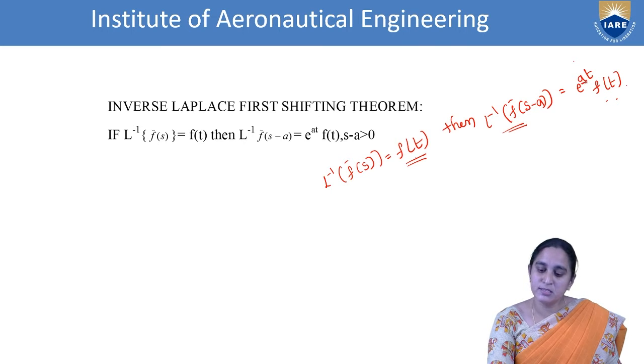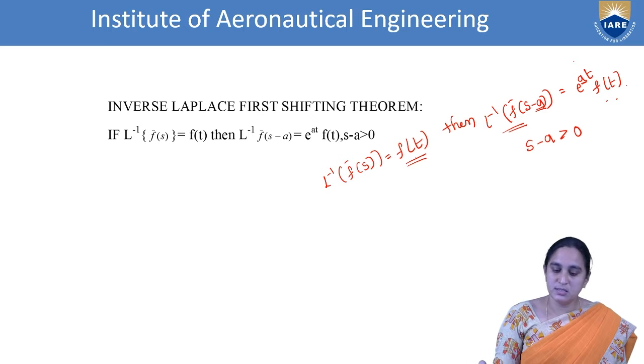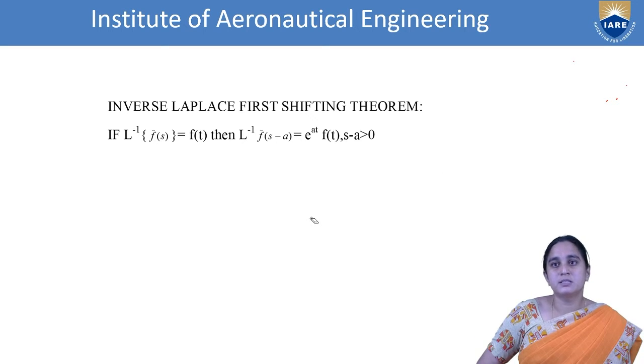Here, a is the exponential coefficient in the function s minus a. In that s minus a value, we have to substitute as e power at into f of t. Here always s minus a is greater than 0. This is the first shifting theorem on inverse Laplace. Let us start with the problems on the first shifting theorem.